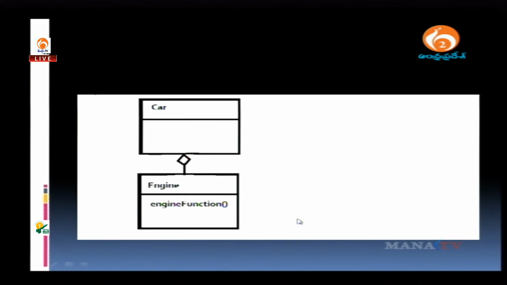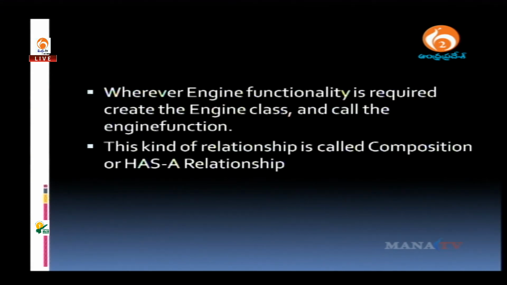I think you understood this class diagram. It is a diagrammatic representation using the class diagram. Wherever engine functionality is required, create the engine class object first and then call the engine function. Wherever the engine functionality is required, create the engine class object and call that engine class functionality. This kind of relationship is the has-a relationship.